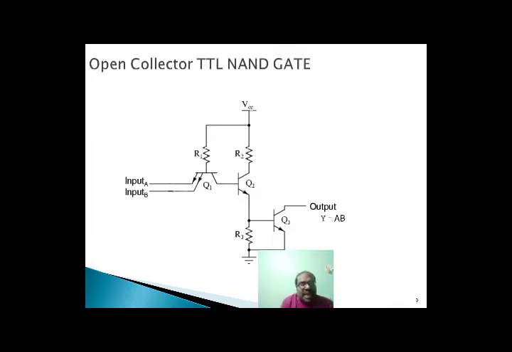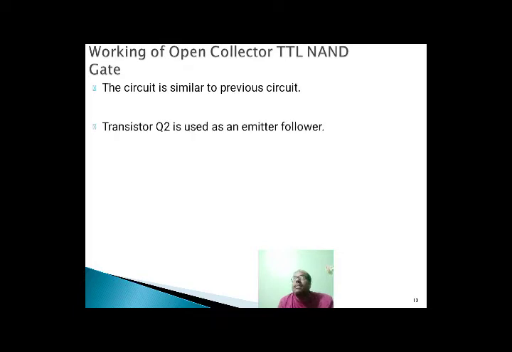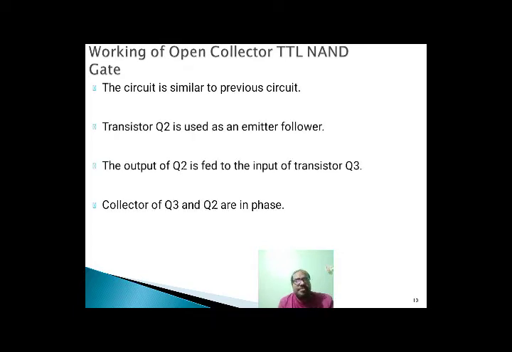By this we can say that it works like a NAND gate. The truth table values corresponding to this operation match, so it works according to the input and output conditions of the TTL NAND gate. Okay, it is nothing but the open collector TTL NAND gate.